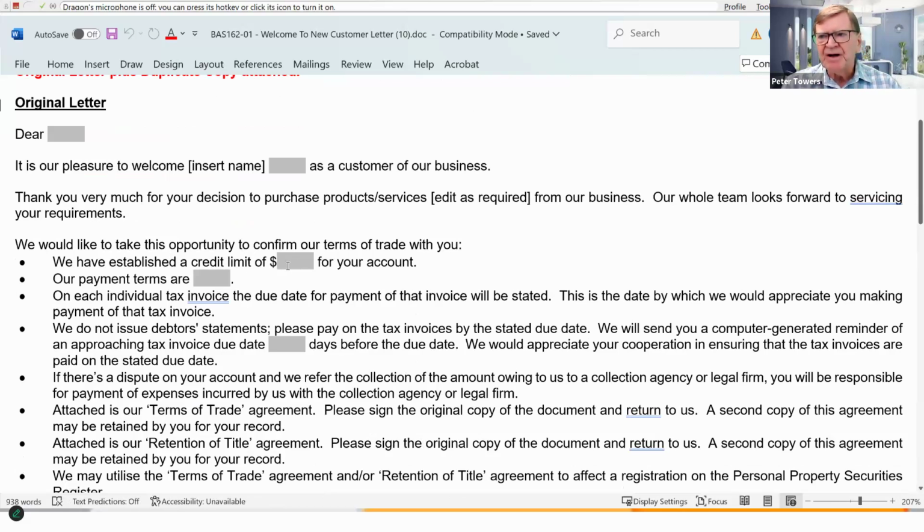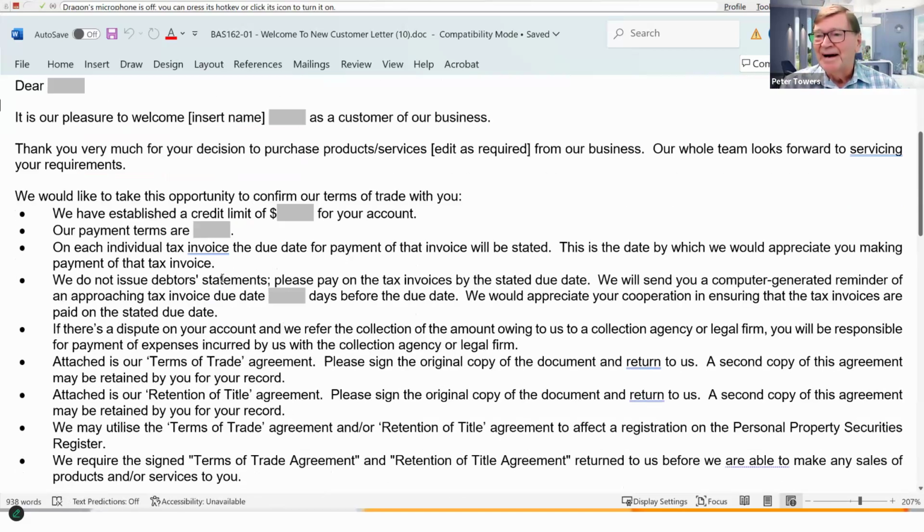We have established a credit limit, and tell the customer what the new credit limit is. And what are your payment terms? Are they 30 days after the tax invoice or 14 days? I worked in an industry once that had 7-day trading terms. That was the meat industry. We had to be very careful on the collection of money.